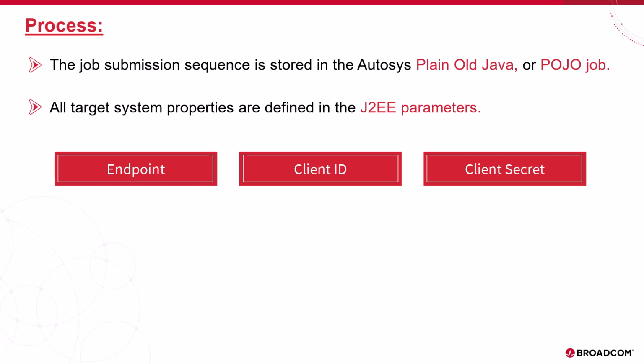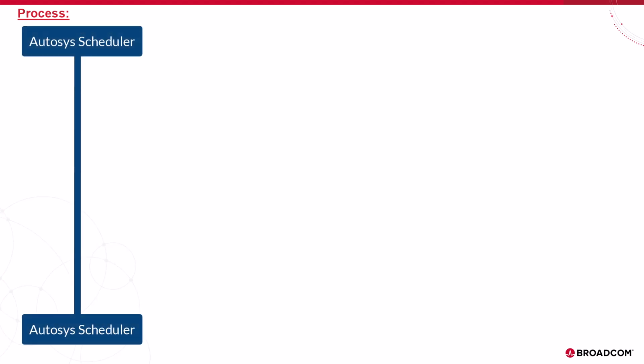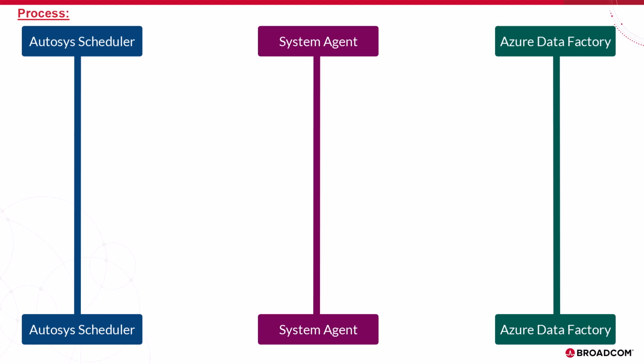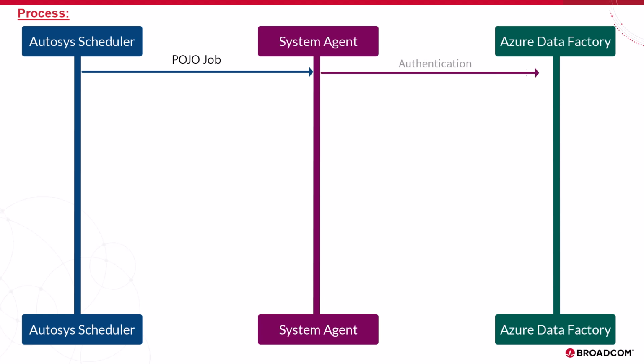Let's look at the sequence of execution. We start with the three main components: the AutoSys scheduler, the system agent, and the Azure Data Factory server. The AutoSys scheduler submits the POJO job to the system agent. The system agent acknowledges the job from the scheduler and initiates communication with the Azure Data Factory server. The system agent then initiates authentication based on the specifications defined in the J2EE authentication properties.